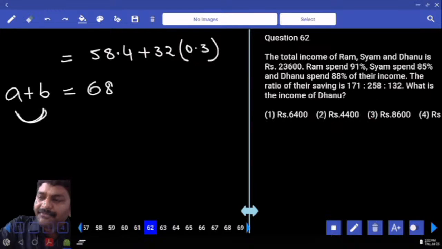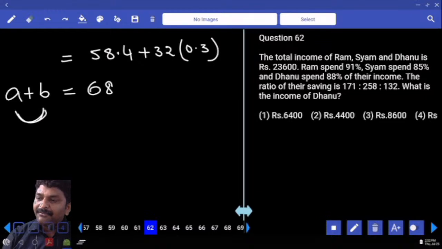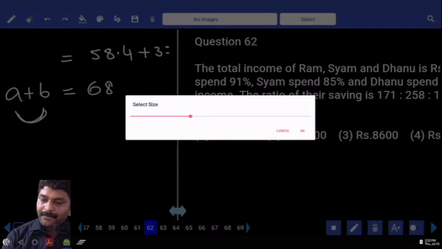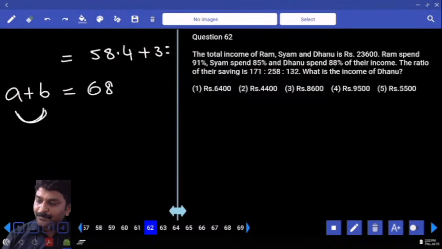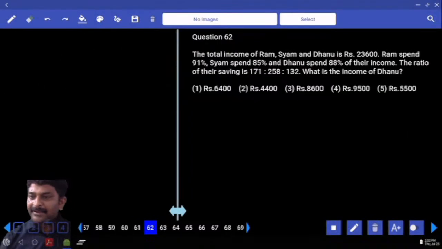The total income of Ram, Shyam and Dhanu is 23,600. Ram spends 91%, Shyam spends 85%, Dhanu spends 88% of their income. The ratio of their savings is 171:258:132. What is the income of Dhanu? How many people are there? 3 people are there, right?